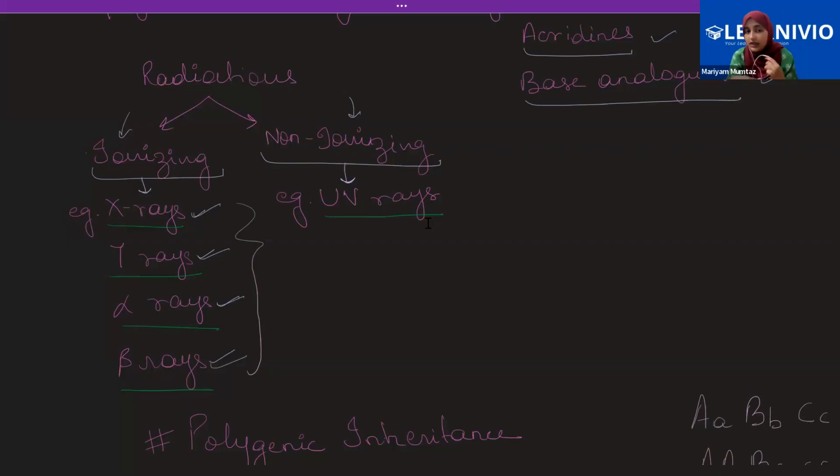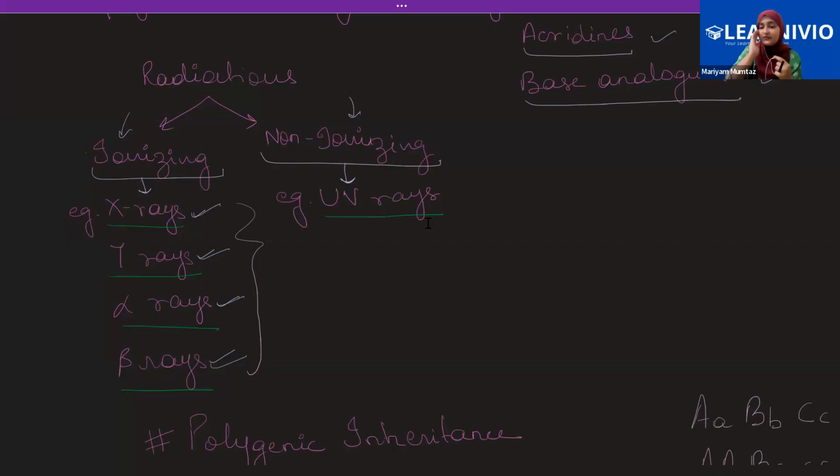Whereas non-ionizing radiation includes UV rays. You might have seen, students, when you go out in the sun, some of us get so badly tanned. You step out and you have that tanning all over. I wear a hijab and a cap when I go out, so the whole cap area, I have a line on my forehead because of the tanning. Tanning is a form of skin mutation that is caused by the UV rays that come from the sun.